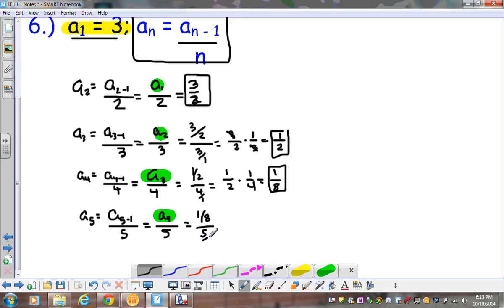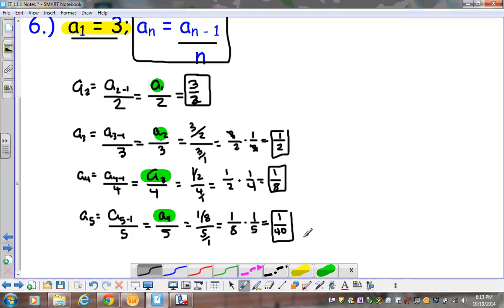Now, once again, I'm going to make that 5 over 1. Fraction divided by a fraction. Let's multiply by the reciprocal. So I've got 1/8 times 1/5. So that's going to give me 1/40. There you go. So there's my fifth term.